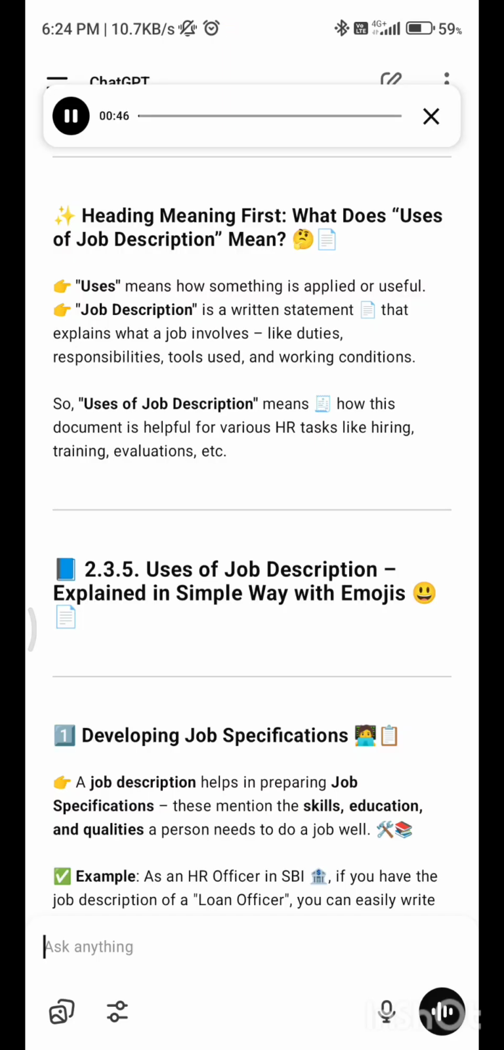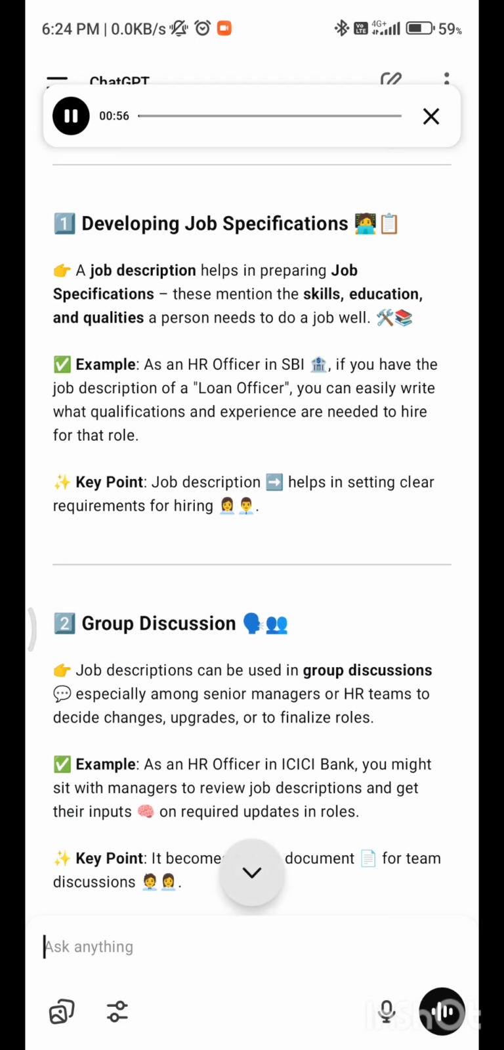2.3.5 Uses of job description, explained in simple way. 1. Developing job specifications. A job description helps in preparing job specifications. These mention the skills, education, and qualities a person needs to do a job well. Example, as an HR officer in SBI, if you have the job description of a loan officer, you can easily write what qualifications and experience are needed to hire for that role. Key point: job description helps in setting clear requirements for hiring.